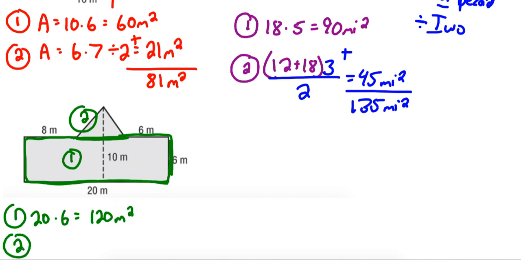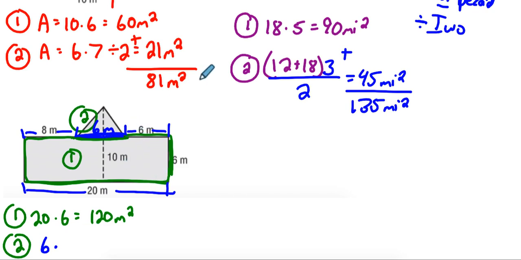Shape 2 is going to be a little bit harder. So first I got to find my base. Well, this piece is 8. This piece is 6, but the whole thing is 20. So think about what would I have to add to 8 and 6 to get to 20. In this case, I would need another 6 meters. 8 plus 6 plus 6 gives me 20. So I have a base of 6.